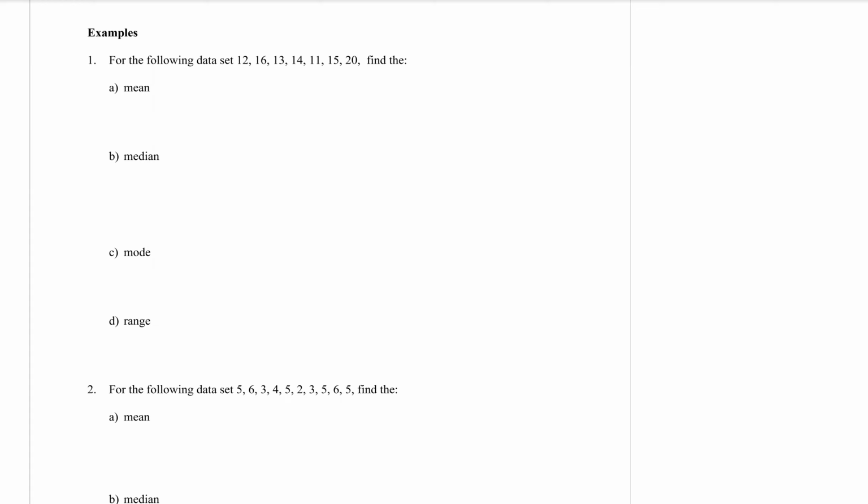So here it is. Question number 1. For this set of scores, here's my set of scores. I need to find the mean, median, mode, and range. You have to remember what those words mean or have them clearly written down on your study sheet. You need to know them, okay? So the mean is the average.